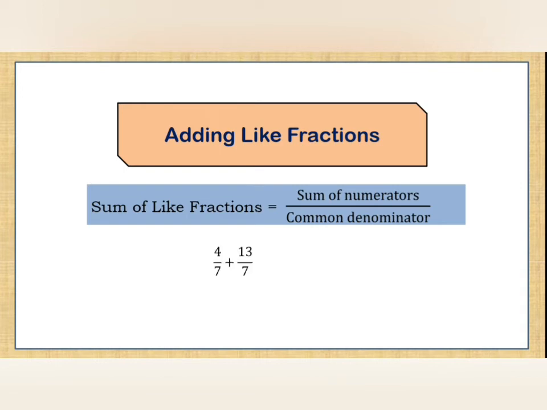See this example, 4 by 7 plus 13 by 7. Both are like fractions, so we have to keep the denominator as it is and then add the numerators separately. So this is equal to 4 plus 13 divided by 7. 4 plus 13 becomes 17. So this is equal to 17 by 7.